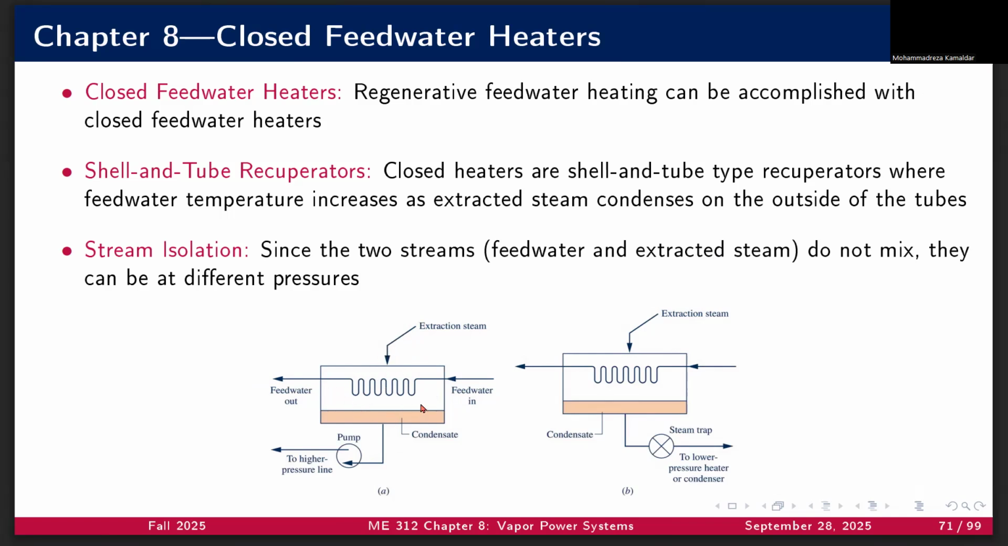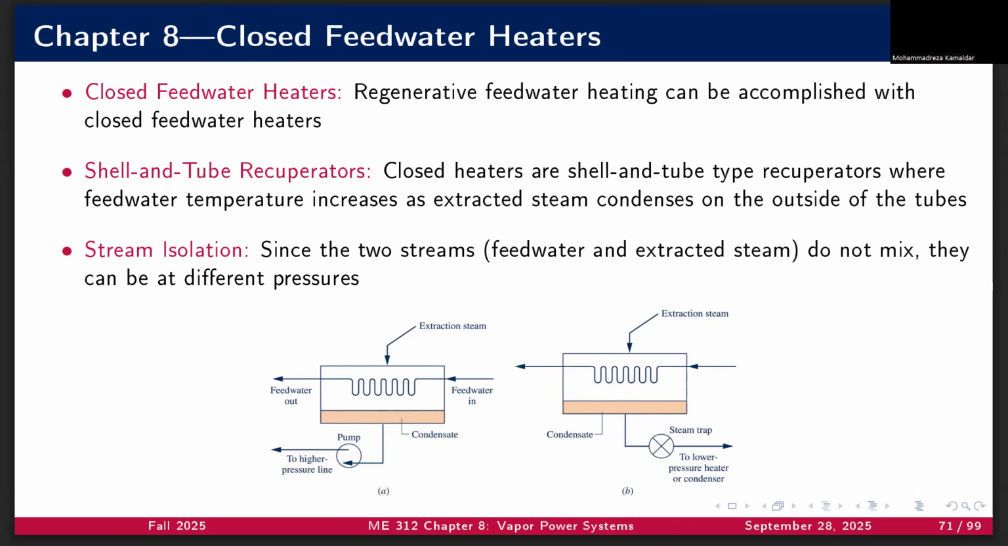So this is called the shell, and this is a tube, and the extraction steam is flowing on the outside of these tubes. As the steam flows around the tubes, it condenses, and in the process of condensing, it transfers its latent heat to the feed water flowing inside the tube, okay, causing the feed water temperature to increase. A major advantage of this design is that it ensures stream isolation.